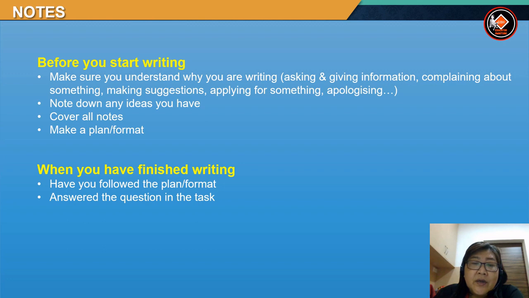So make sure that you have the correct format. When you have finished writing, do check, have you followed the plan or the format, and then have you answered the question in the task.